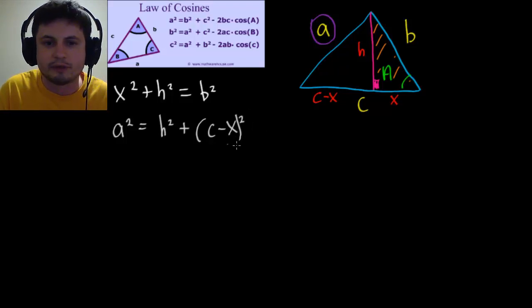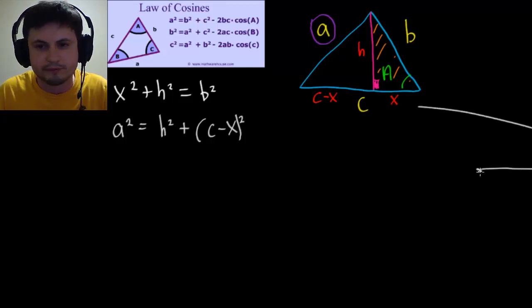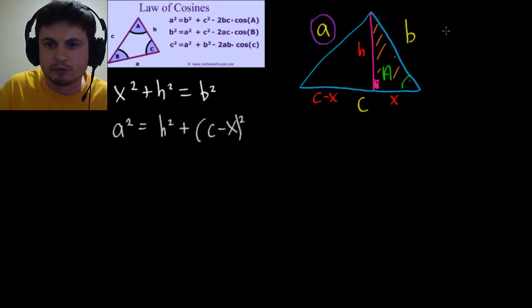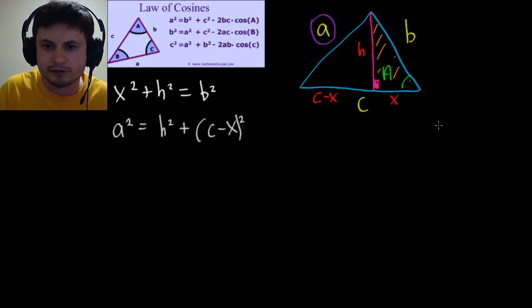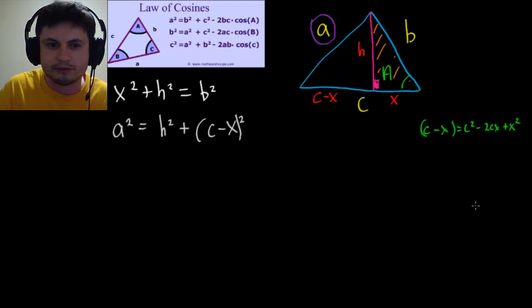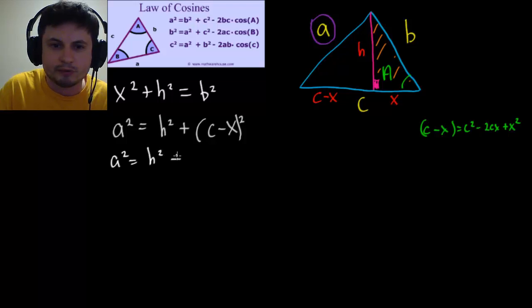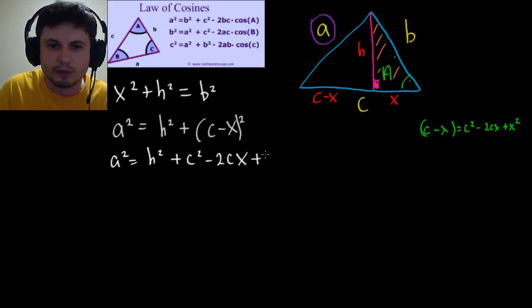So this is foiling. This right here we have to foil, and hopefully you remember how to foil this. Hopefully you remember the foiling rule, and the foiling rule that applies to this particular example is, when we have two letters, let's just say c minus x, this will become c squared minus cx minus cx, so minus 2cx, and then plus x squared. So this is what this will become. So in other words, if I rewrite this now, it's going to become a squared equals h squared plus c squared minus 2cx plus x squared.